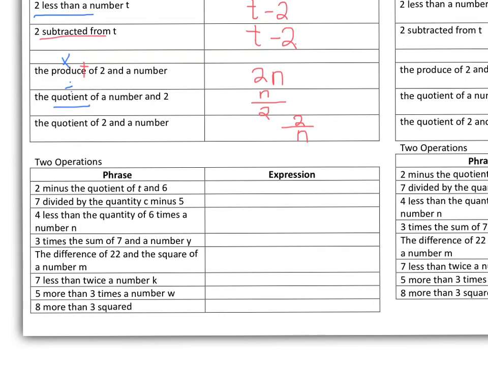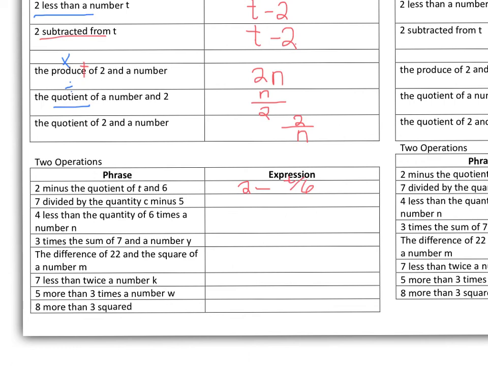Okay, let's take a look at a few with 2 operations, meaning your final answer would involve a combination of adding, subtracting, multiplying, and dividing. Okay, so for the first one, 2 minus the quotient of t and 6. So t over 6. And for the next one, it would be 7 divided by the quantity of c minus 5.